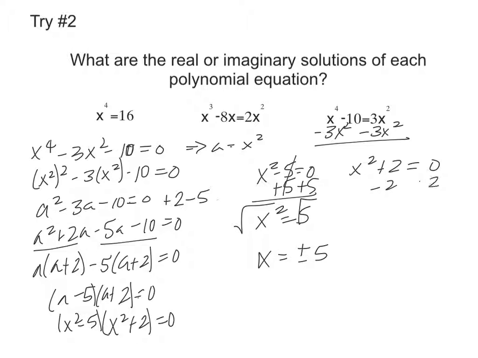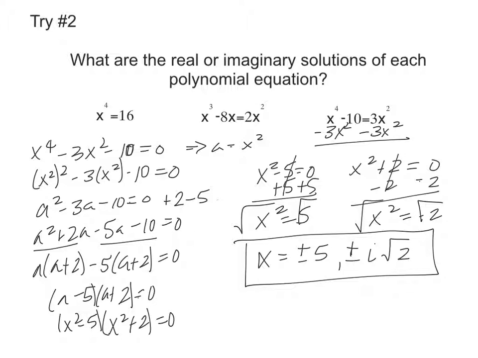If I subtract 2 on this one, I'll get x squared equal to -2, take the square root, and so then that one becomes plus or minus i square root of 2. And we are done. All right, so that's about 5 examples from this section.